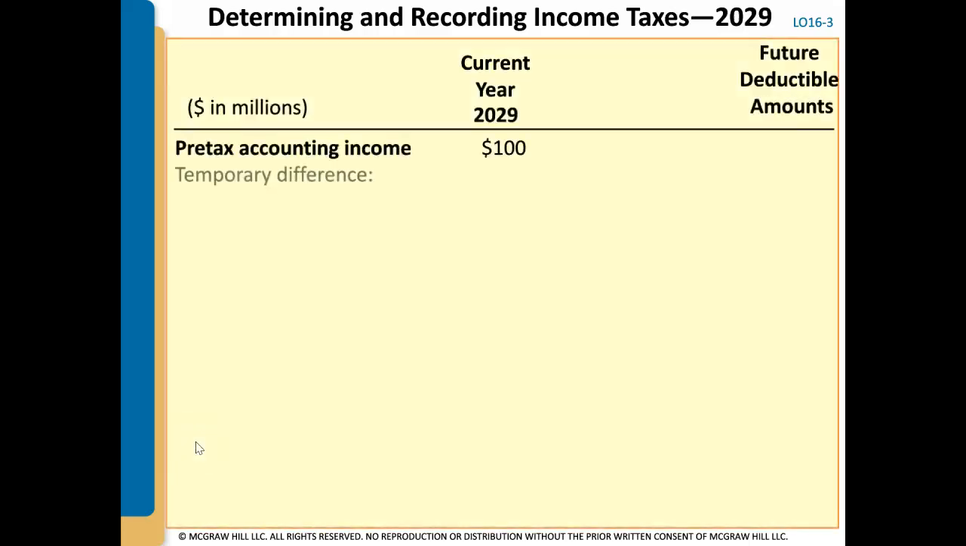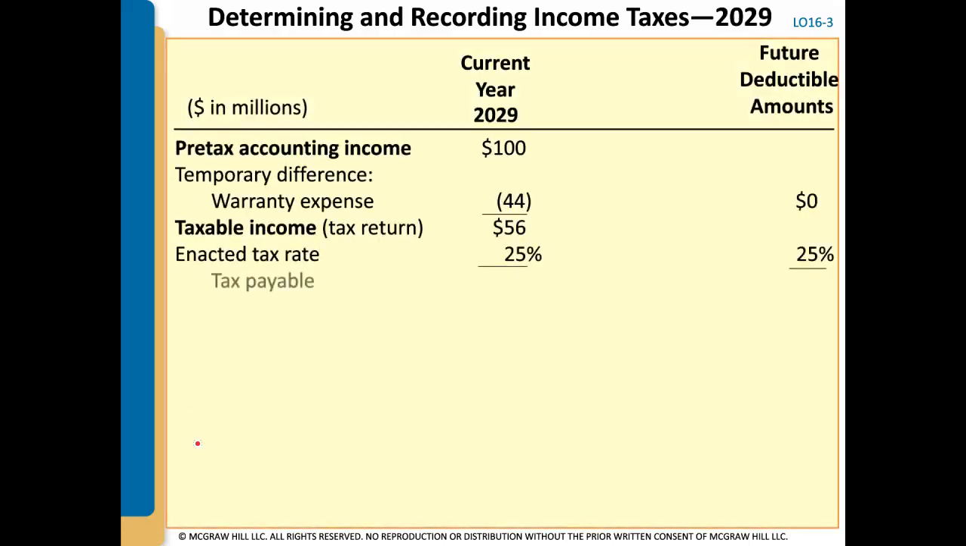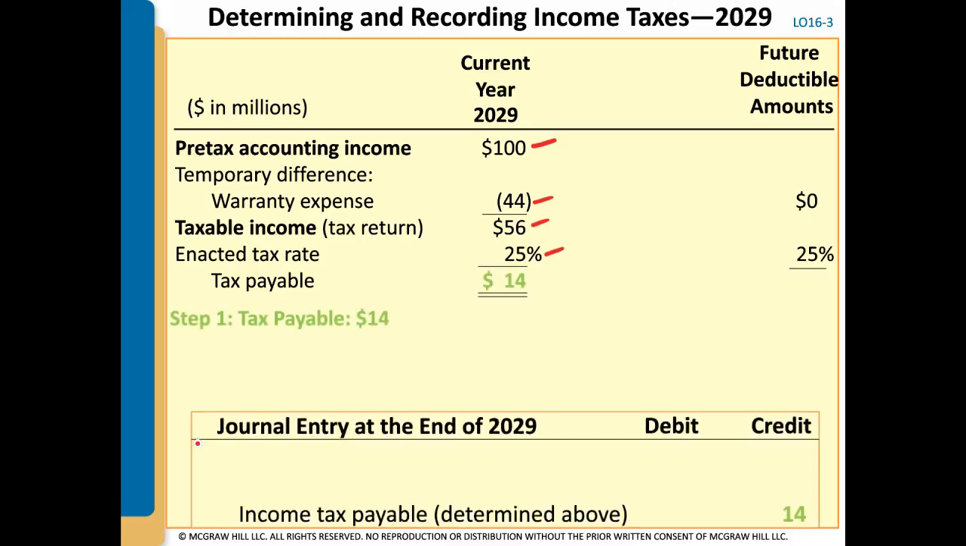Let's go to our final year of 2029. We start with our pre-tax accounting income of $100 million. We made warranty payments of $44 million, so our taxable income is $56 million at 25%. That gives us our current income tax payable of $14 million. So we're going to credit income tax payable $14 million.